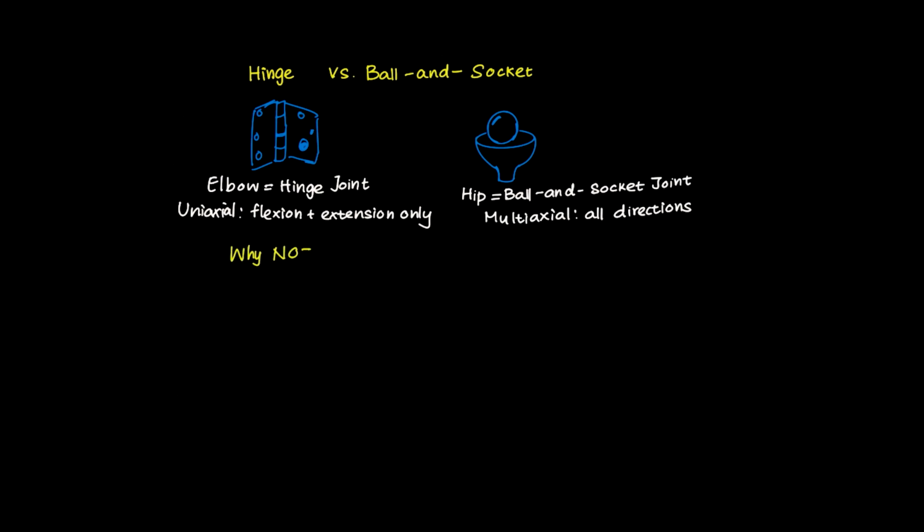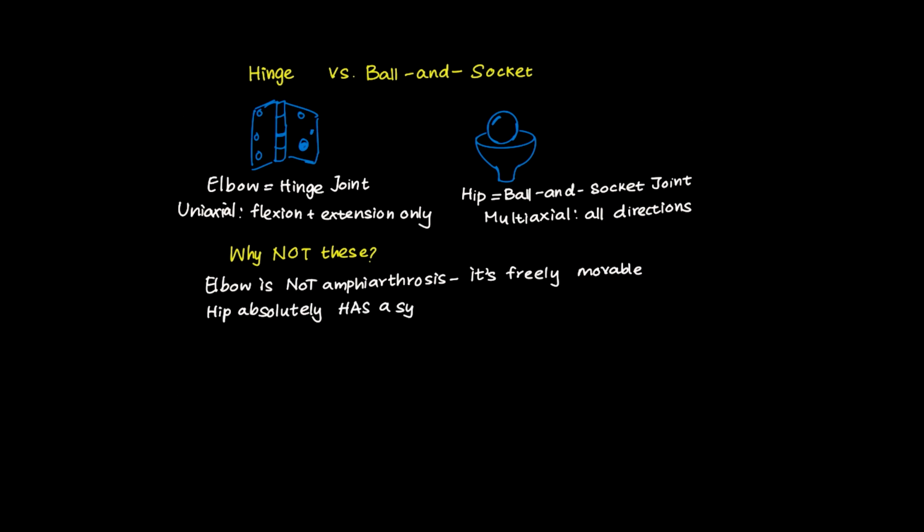Now the elbow is definitely not an amphiarthrosis. It's freely movable with a synovial cavity. The hip obviously has a synovial cavity too. Saying it lacks one is flat wrong, and calling the hip a hinge joint ignores its ball and socket anatomy.